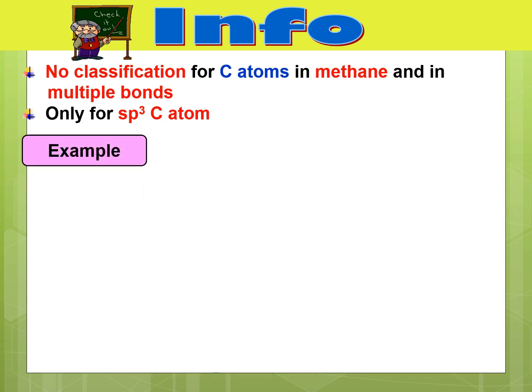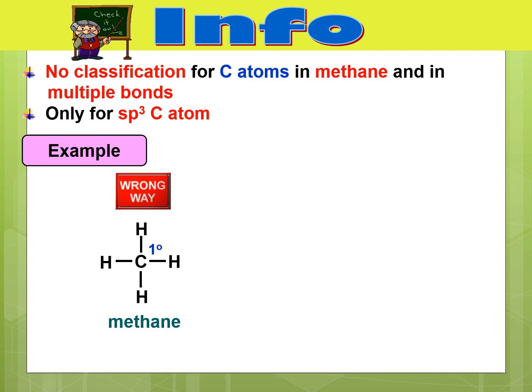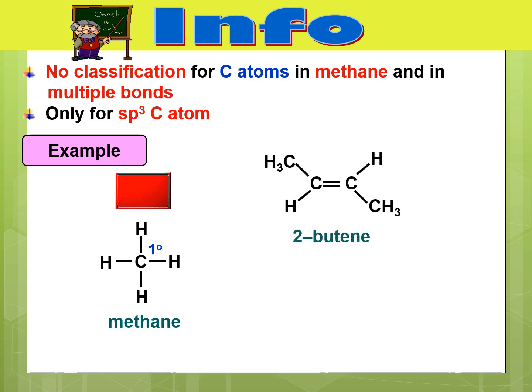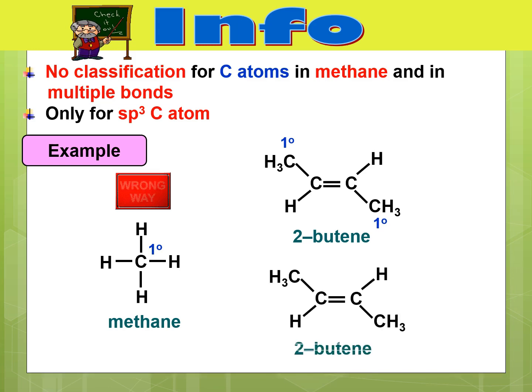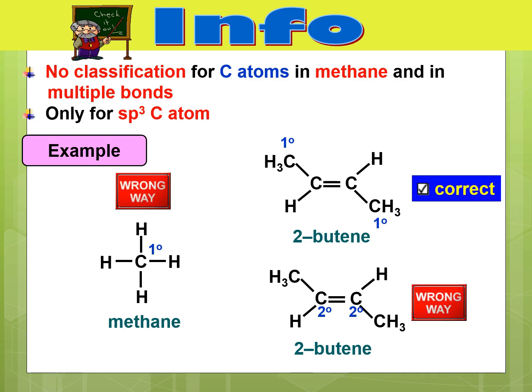Right. And then, for your information, there is no classification for the carbon atom in methane and in multiple bonds. So it is applicable for sp3 hybridized carbon atoms. Example, CH4 methane. So it's wrong, we cannot label it as a primary carbon. And then we have CH3, an sp3 hybridized carbon atom, which is a primary carbon. Okay, and CH3 is also a primary carbon. And then for the multiple bond, we cannot classify the carbon atom.